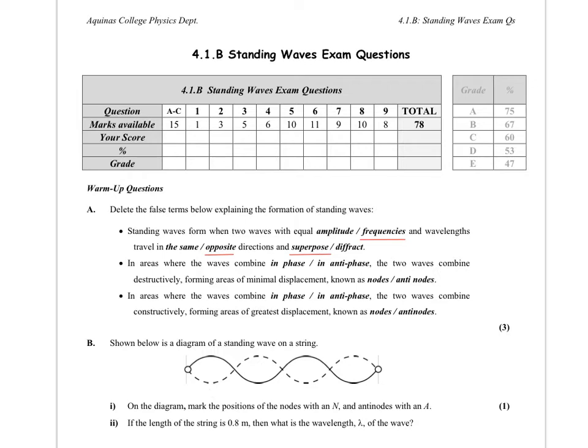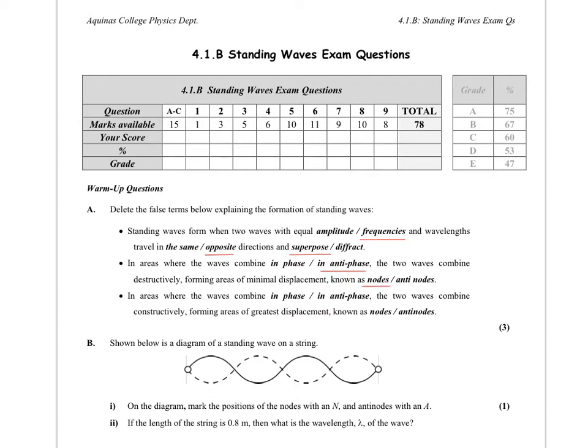And then we need to be able to explain why we get nodes and why we get antinodes. So in areas where the waves combine in phase or in antiphase, two waves combine destructively. So if it's destructive, the waves going in one direction must combine in antiphase with the waves going in the other direction, in which case we're going to get nodes. Remember, antiphase, destructive interference, node, displacement.